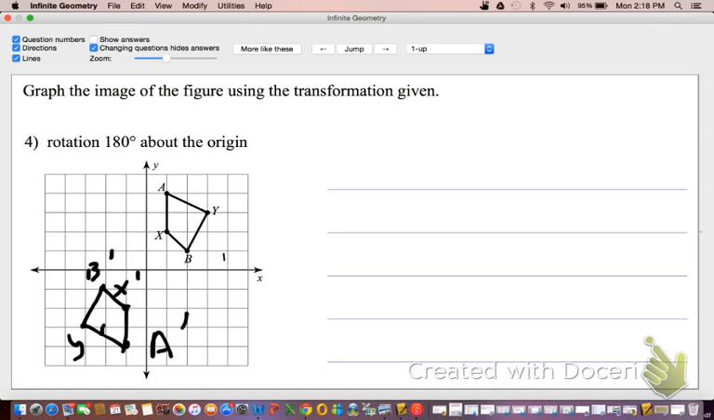Okay, so that's what you want to go mean by a rotation. You go the same distance, so to speak.